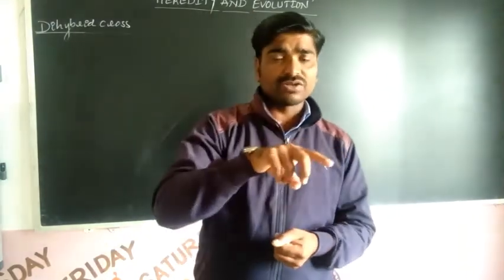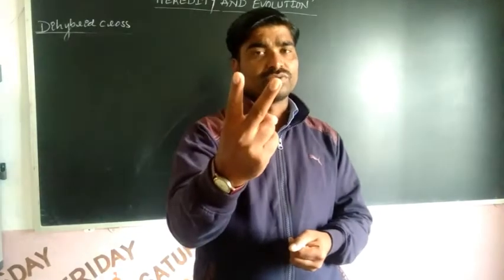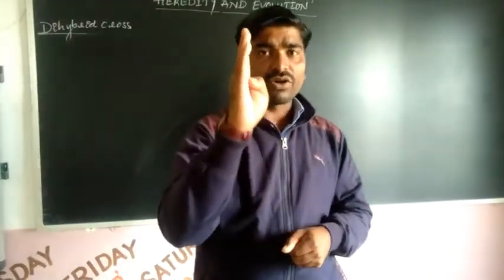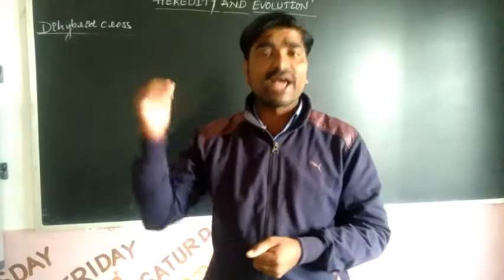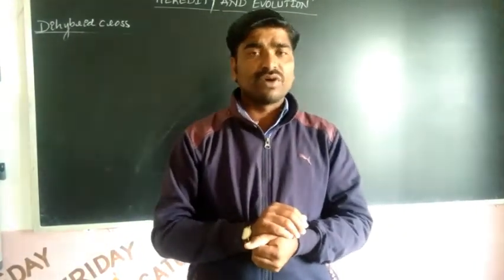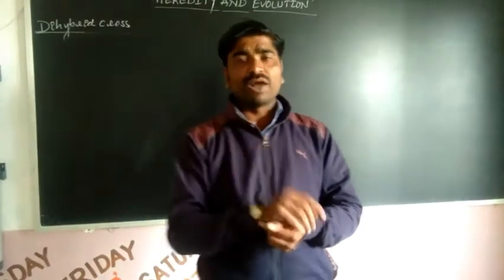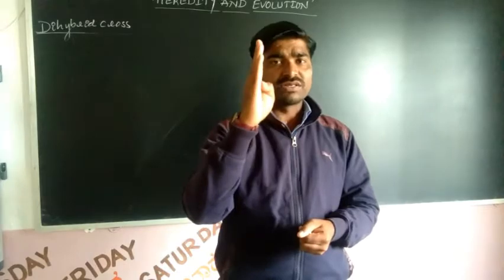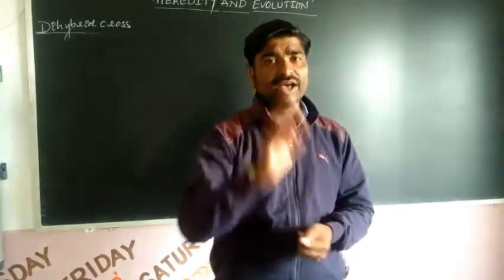In the monohybrid cross, there are two contrasting forms. But in the dihybrid cross, four contrasting forms are formed. Dihybrid cross means what? The crossing between two pea plants with two specific characters gives four contrasting forms. That is a dihybrid cross.